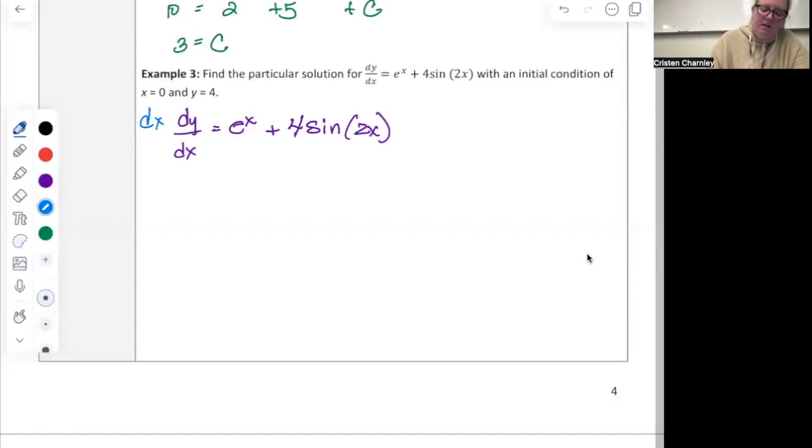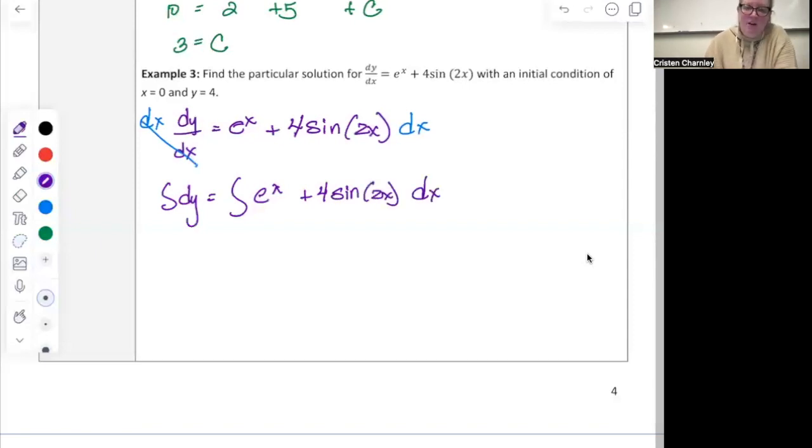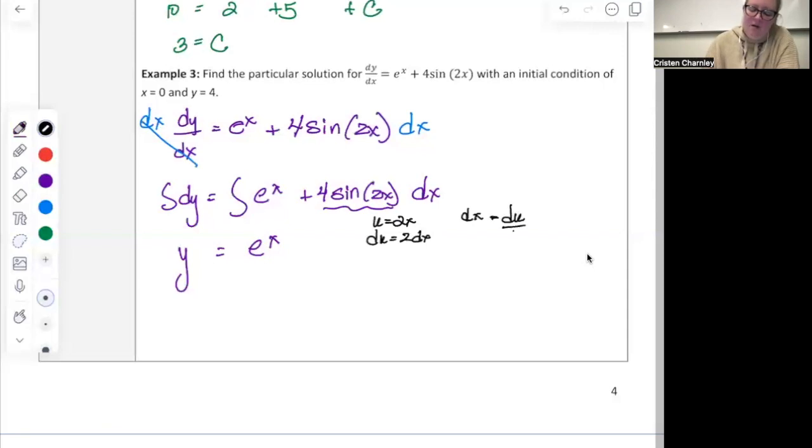These cancel. So we're going to integrate dy equals e to the x plus 4 sine of 2x dx. So on the left, if I integrate dy, this becomes y. The antiderivative of e to the x is e to the x. The antiderivative of 4 sine of 2x. Technically, this is a chain rule, and I'll write it out, but I know that some of you can do this in your head. So u is equal to 2x. du is equal to 2 dx. So I know that dx is equal to du over 2.